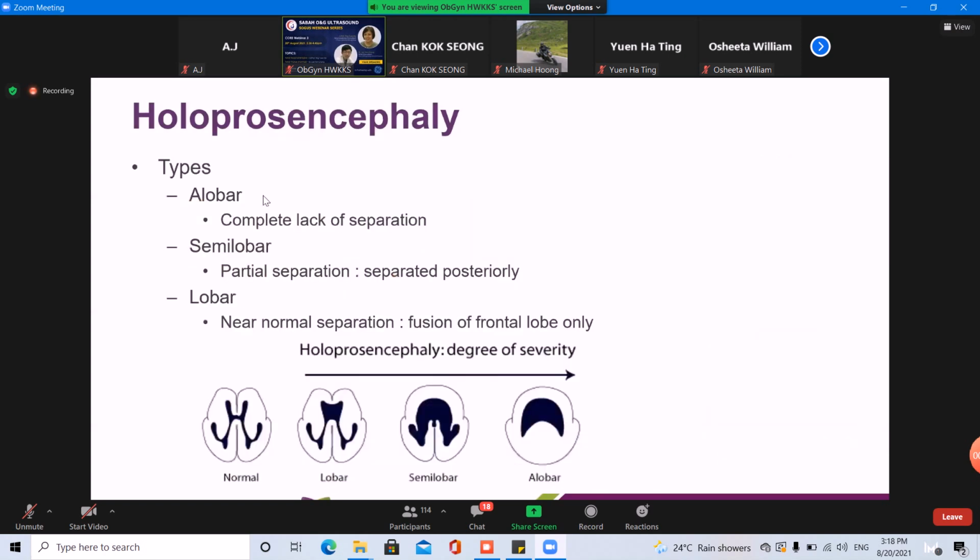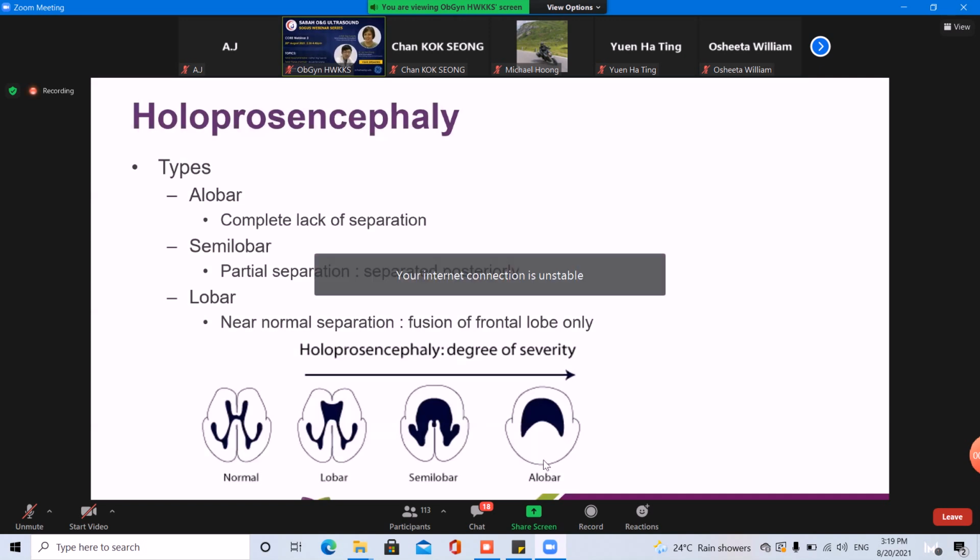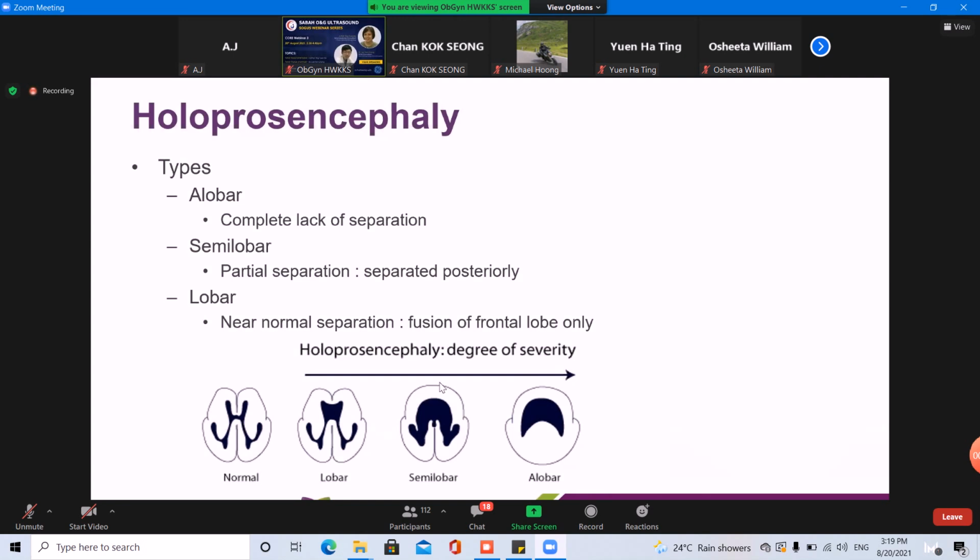And holoprosencephaly has three types depending on the degree of fusion of the brain. It is divided into three types: alobar, semilobar, and lobar. Now, for the alobar type, there will be complete lack of separation. So this is the most severe type. This is normal. This is the alobar. You can see that there is no midline whatsoever, and there is a single ventricle. And in the semilobar type, there is partial separation. You can see that the anterior part is fused together, but the posterior part is separated.